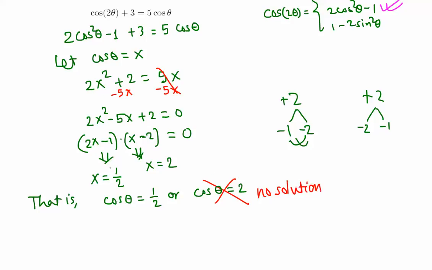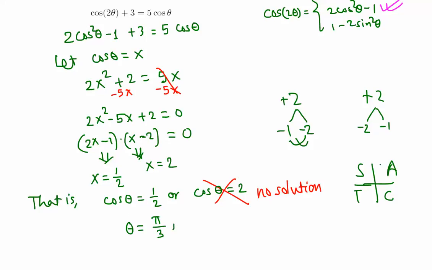Okay, now cosine theta equals 1/2, so we need to find the value of theta. 1/2 is positive. If you are using a unit circle, just look at the unit circle. Cosine is positive in the first quadrant and in the fourth quadrant. First and fourth. Using the rule, All Students Take Calculus: all positive, cosine positive. And cosine 1/2, that's the x coordinate on the unit circle, so that's 60 degrees or pi over 3. Cosine pi over 3 is 1/2.